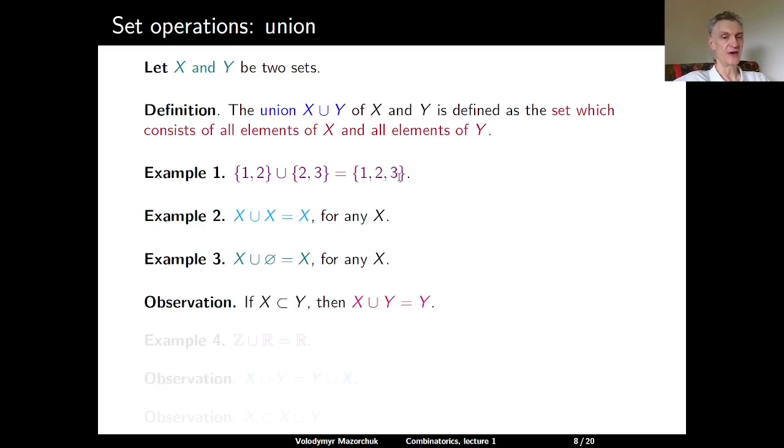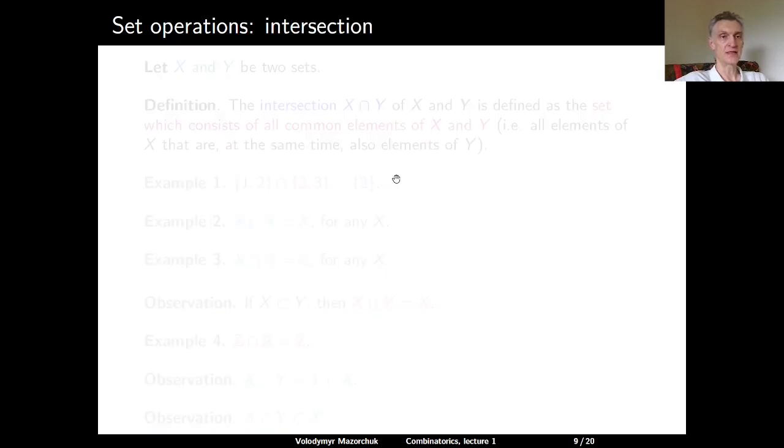Let us observe that if X is a subset of Y, then the union of X and Y is equal to Y. So for example, the union of the set of all integers and the set of all real numbers is the set of all real numbers. Let us observe that the union of X and Y is equal to the union of Y and X. So the union is a commutative binary operation on sets. And let us also observe that X is a subset of the union of X and Y for any X and for any Y.